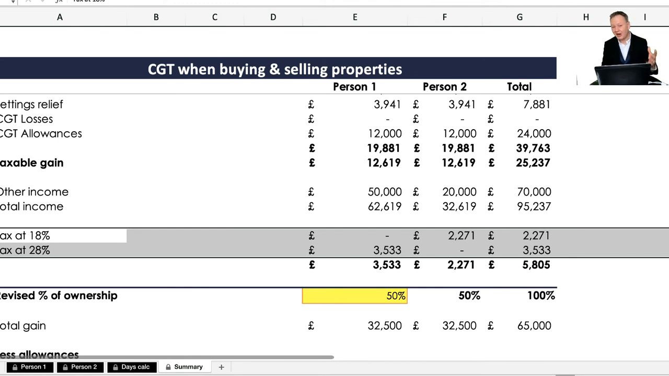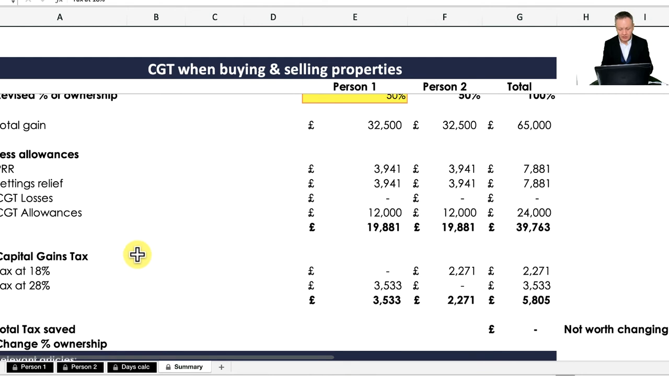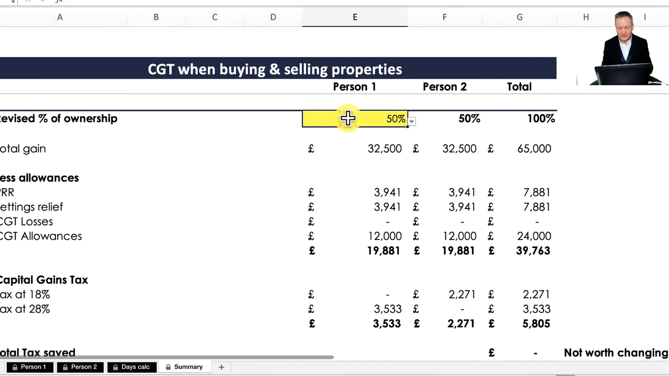Person 1 is a high rate taxpayer and therefore pays more tax than we want them to. We want person 2 to be taxed because they're at 18%. So we're going to have to change the ownership. What we're going to do is change these numbers. This is a highlighted cell, so we can change this. It's a drop down list box.